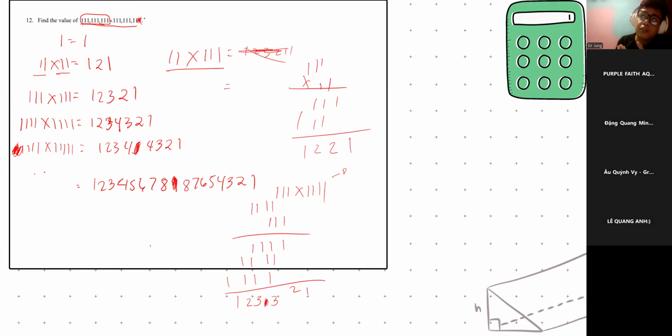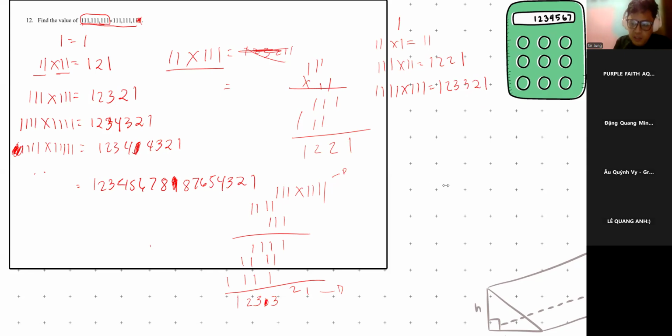And then if the number of ones is 1 less than the other one, you can have the pattern for that. The pattern for 1 less: 11 times 11, that's 121. 111 times 11, that's 1221. We have 1, 2, 3, 3, 2, 1. If it's 2 greater, it is a number that repeats 3 times.